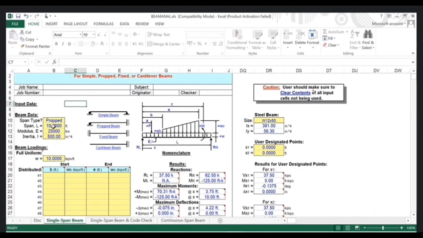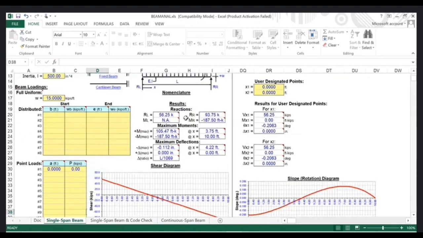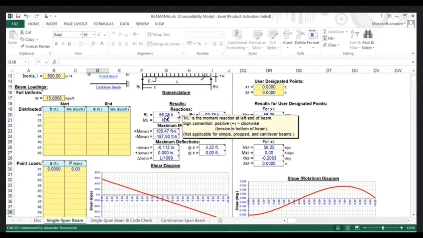So suppose we take our span of the beam as 10 feet, and here we put the UDL load of 15 kilonewton per meter, 15 kips per feet. Okay. So for this loading, the reactions will come like 56.25 and 93.75 kilonewton or kips, because this unit is in kilopound. So we can convert the kilonewton into kilopound. So here the reaction values will come: first is 56.25, second one is 93.75.